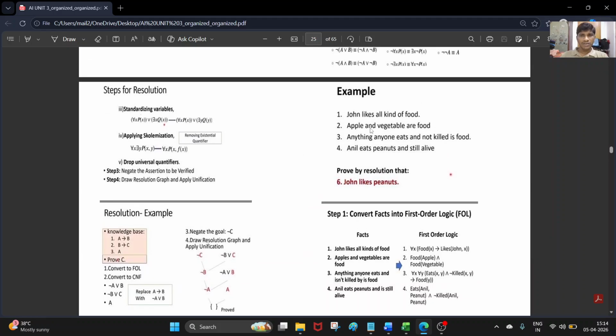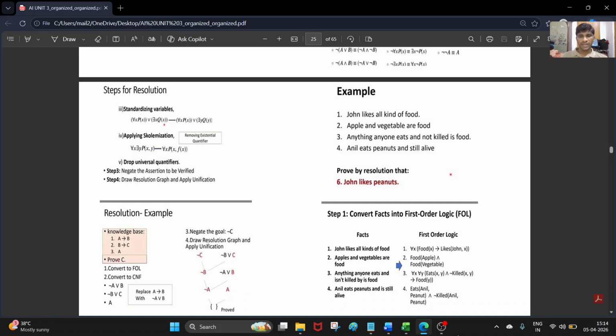Let us consider the following example. John likes all kinds of food. Apples and vegetables are food. Anything anyone eats and is not killed by is food. Anil eats peanuts and is still alive. Prove by resolution that John likes peanuts. You have to prove this. So first, what do you have to do? Convert the facts into FOL.